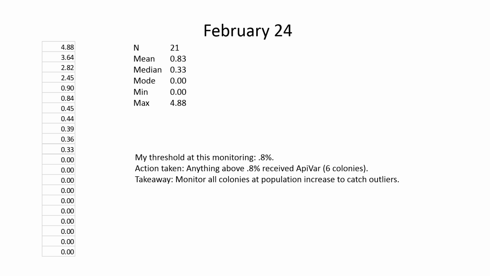My threshold for this monitoring was 0.8%, or just a little less than 1%. So anything above 0.8% was treated with Apivar right after the monitoring. I didn't treat anybody below, so I only treated those that were above that threshold.